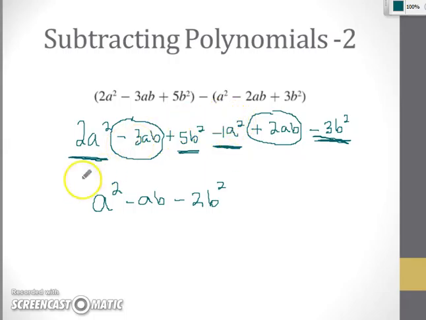And this one we already combined. So here is our answer: a squared minus ab minus 2b squared.